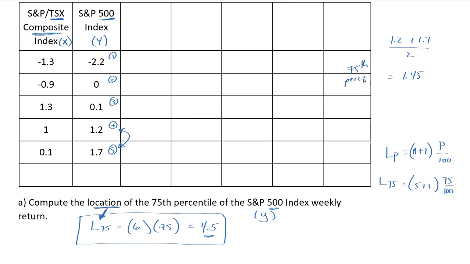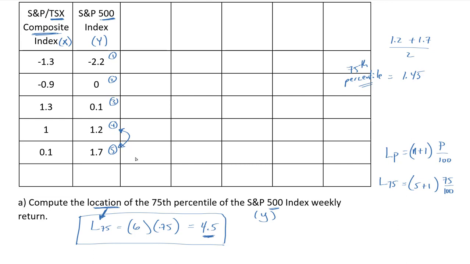Now keep in mind, they didn't ask us for this. I'm just going a little bit further. We've already answered our question. The answer is 4.5. That's the location. So located halfway between the fourth and the fifth number is the value 1.45. That's one way of finding the halfway point between the two of these.